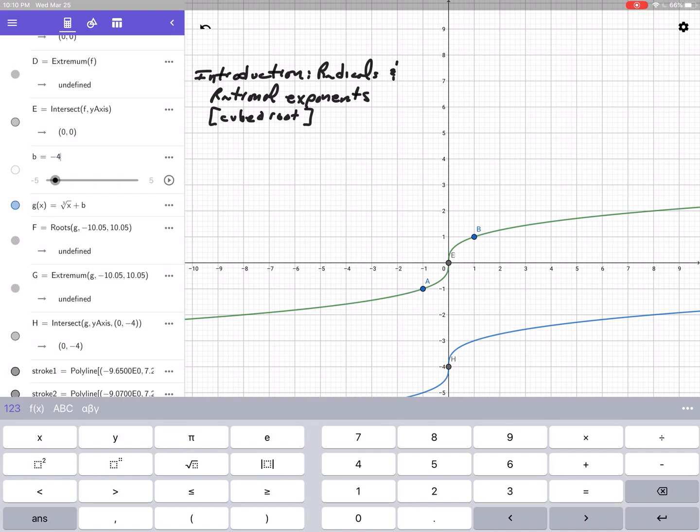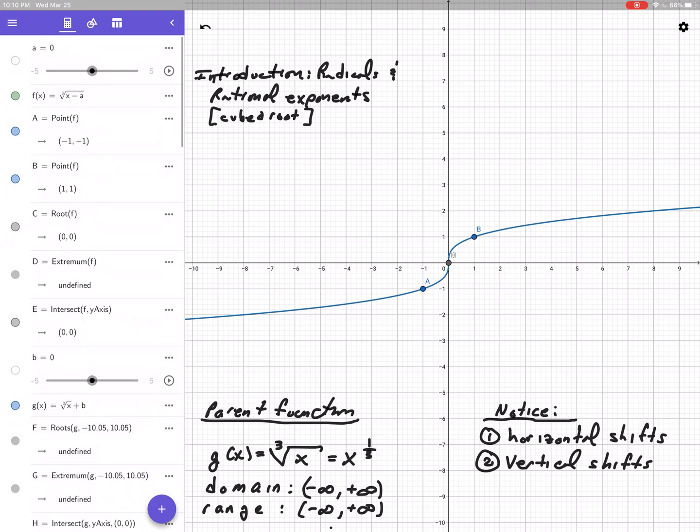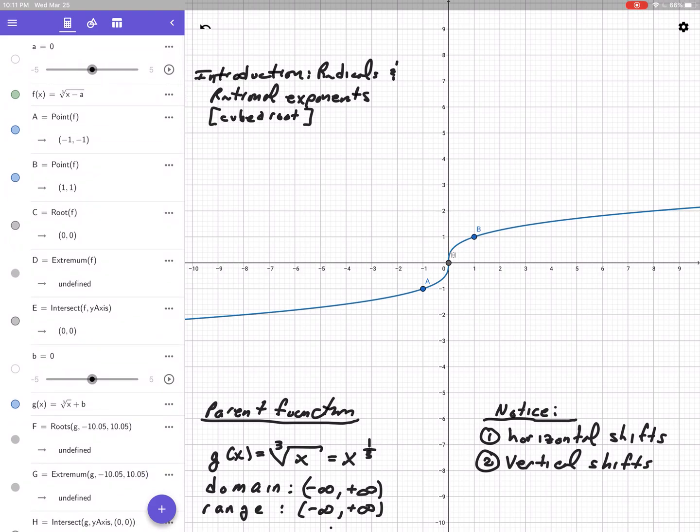So what do I want you to take from this right now? The idea here is that we can take this parent function, the cubed root of x, and just like the square root, we can move it left and right or up or down based upon the functions that we have. If we have something like f, let me turn off g for a second so you can just see f.